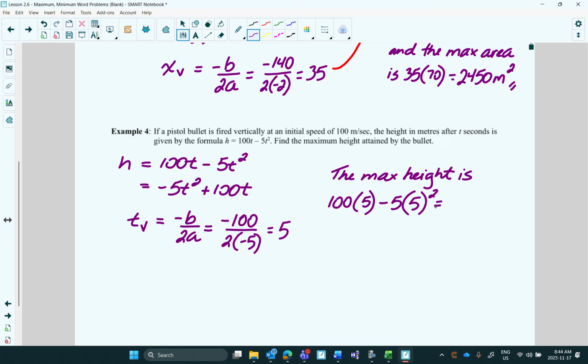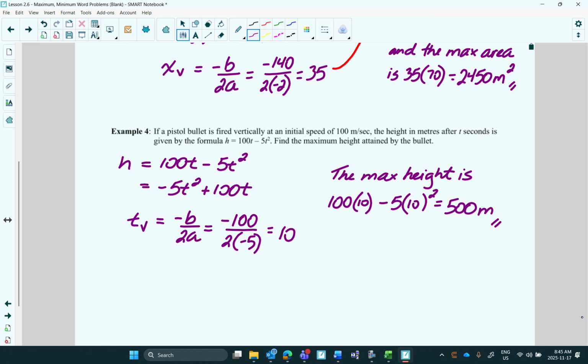Oh, jeez. Sorry, I thought it was 20. That means 10. Try that again. There we go. So this is 1,000. 10 squared is 100 times 5 is 500. So 1,000 minus 500, which is a maximum height of 500 meters.